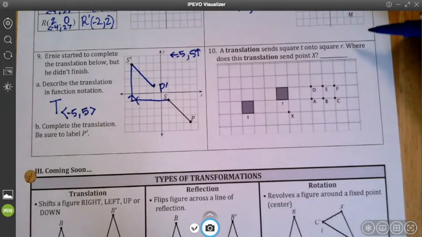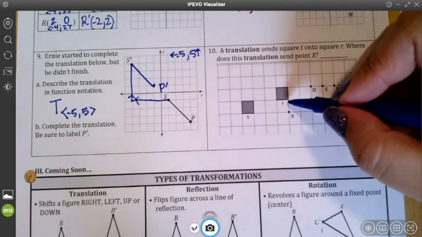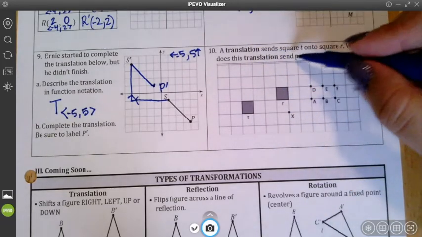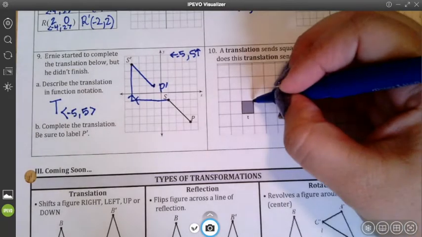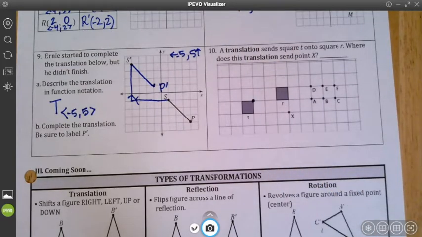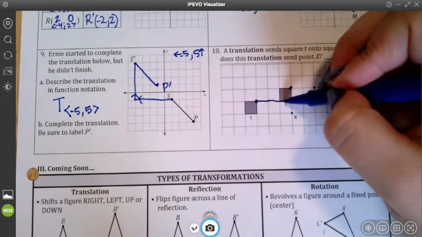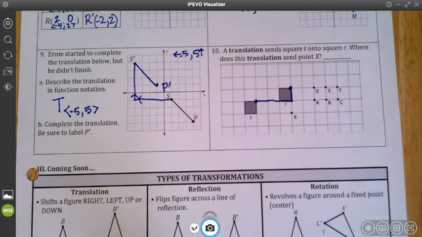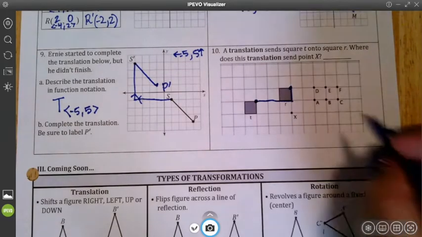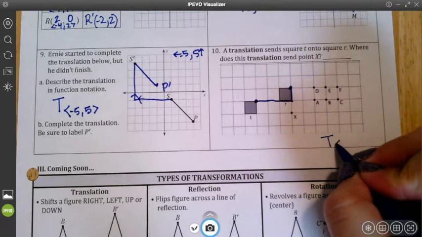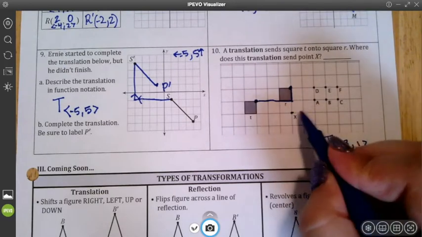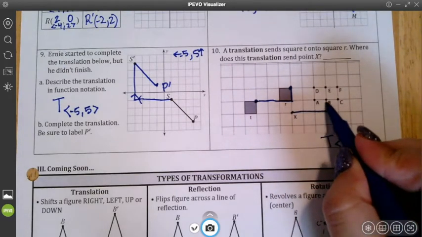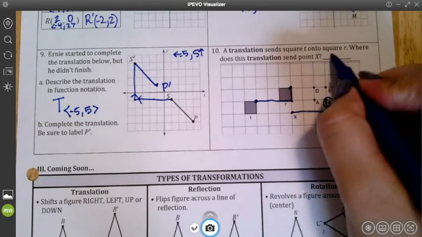For number 10, a translation sends square T onto square R. Where does this translation send point X? So just like before, we're going to pick a point and see where that translation takes us. Any point on the square, I'll pick the top right point, should go to the top right point. And so we go sideways first, 3 to the right and up 1. We're not writing this in transformation notation, but if we were, it'd be the translation by 3 and 1. Really what we just want to do is do the same thing to X. So we go 3 over, 1 up, that takes us to point B.